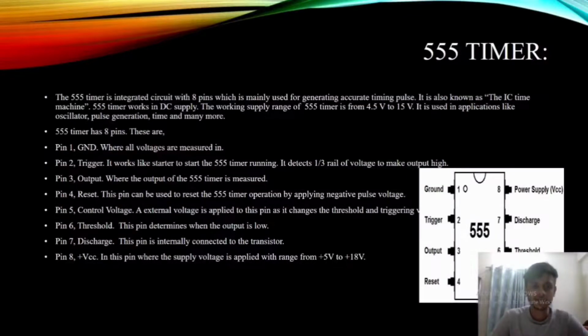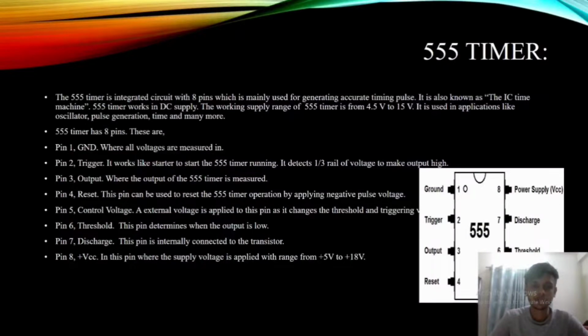The 555 timer has 8 pins. Pin 1 is GND, where all voltages are measured. Pin 2 is trigger. It works like a starter to start the 555 timer running. It takes 1/3 of the rail voltage to make the output high. Pin 3 is output, where the output of the 555 timer is measured. Pin 4 is reset. This pin can be used to reset the 555 timer operation by applying a negative pulse voltage.